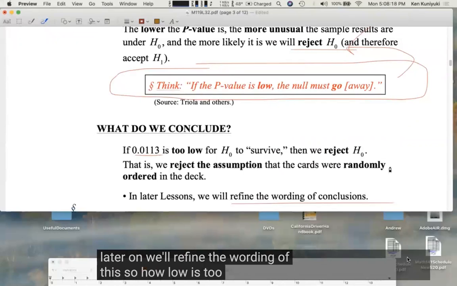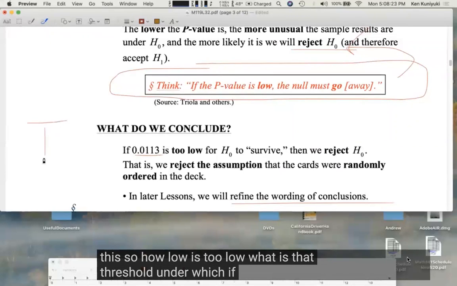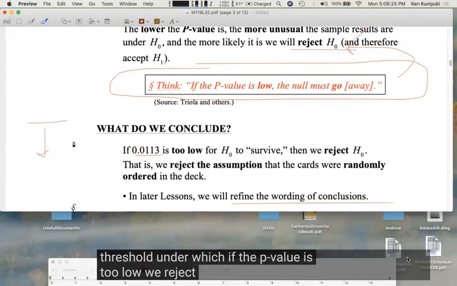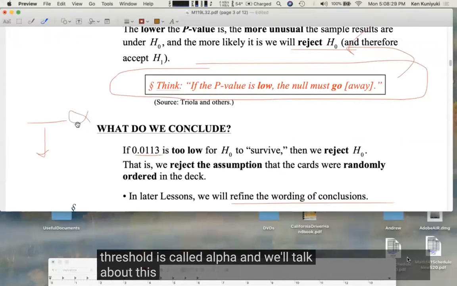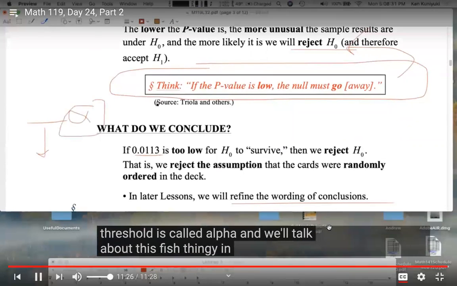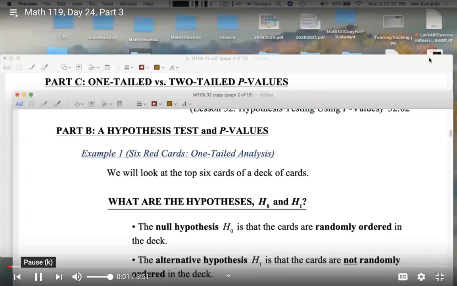So how low is too low? What is that threshold under which, if the p-value is too low, we reject the null? That threshold is called alpha. And we'll talk about this fish thingy in just a moment. Okay, actually, we're going to do something with tails first.